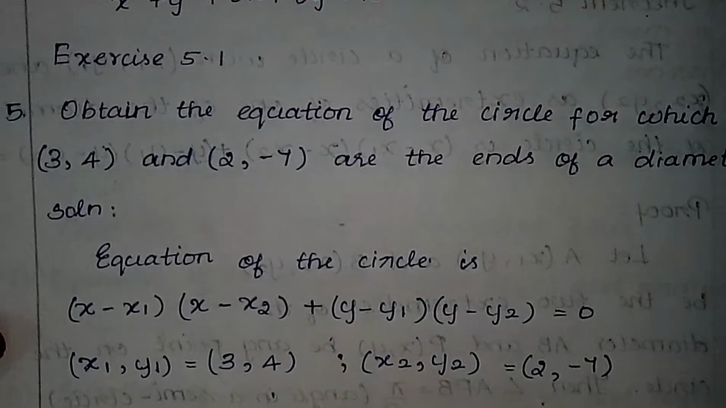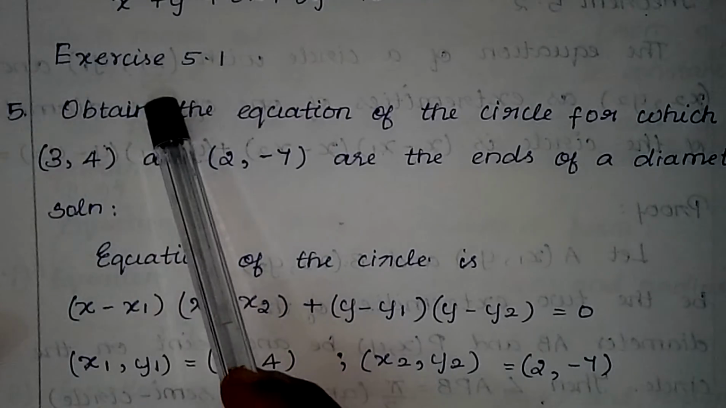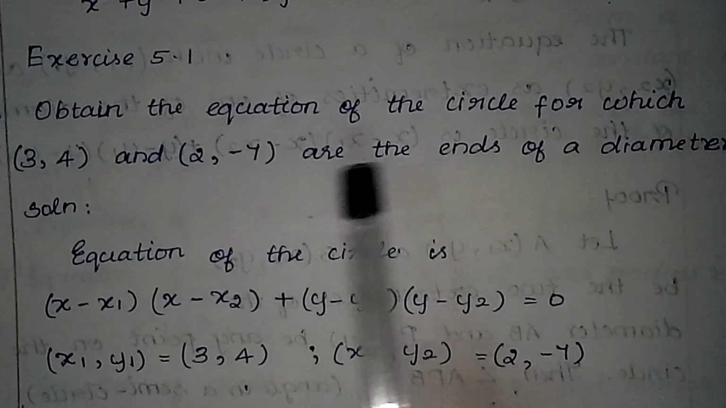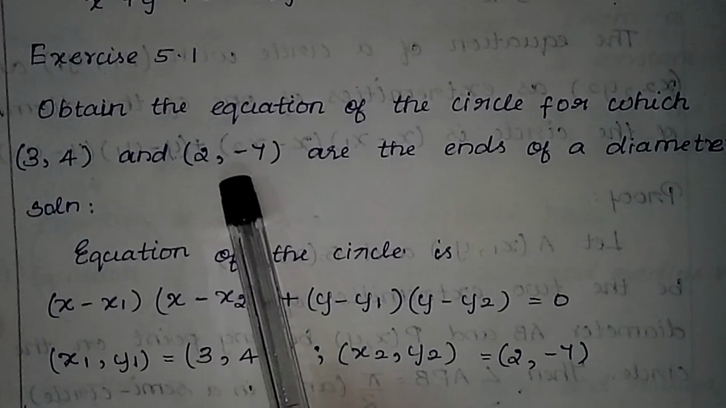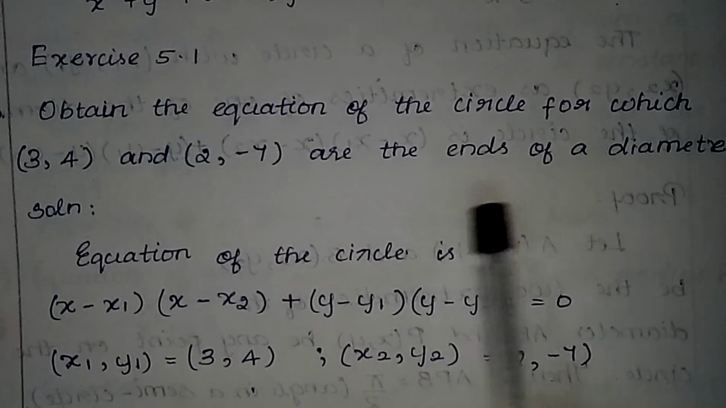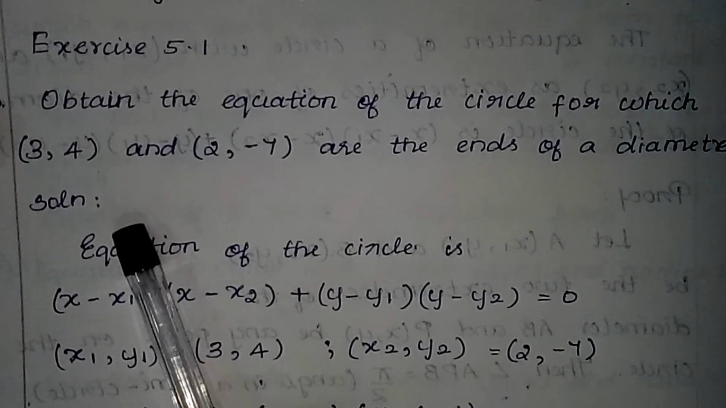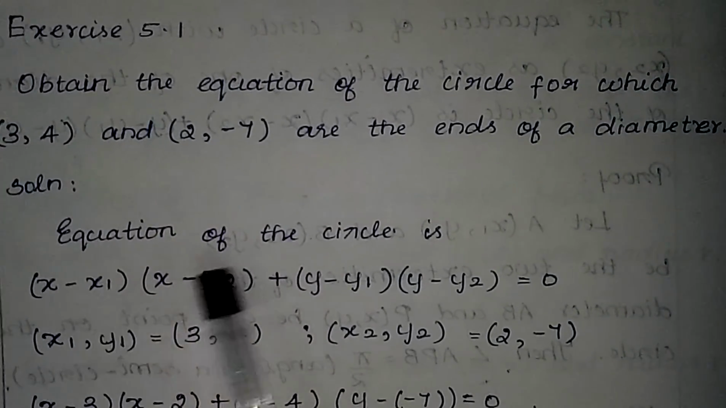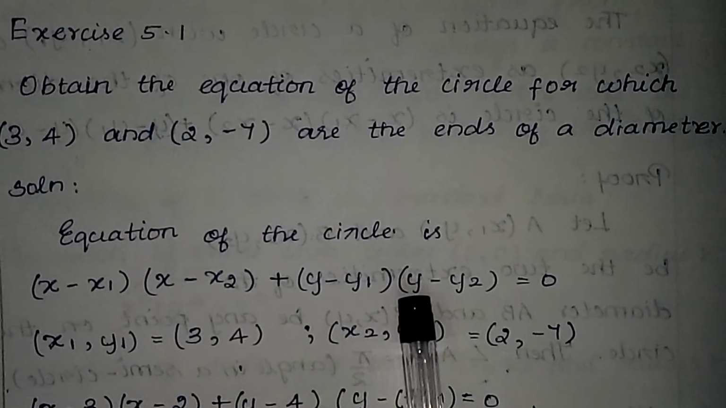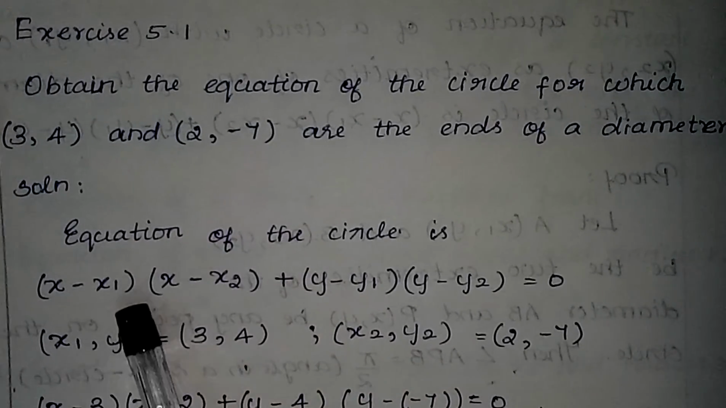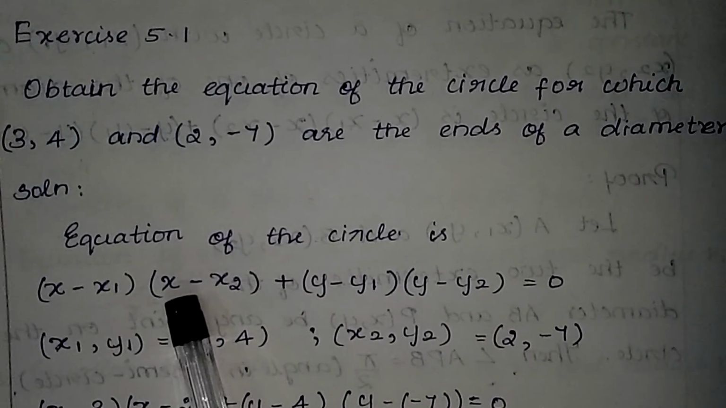Now we can see the fifth sum in exercise 5.1. Obtain the equation of the circle for which (3, 4) and (2, minus 7) are the end points of a diameter. So end points of the diameter are given. Just now we saw one theorem. Now the equation of the circle will be of this form. So here x1, y1 is this point. This is x2, y2. Now replace the points here. x, y will be in the same way.